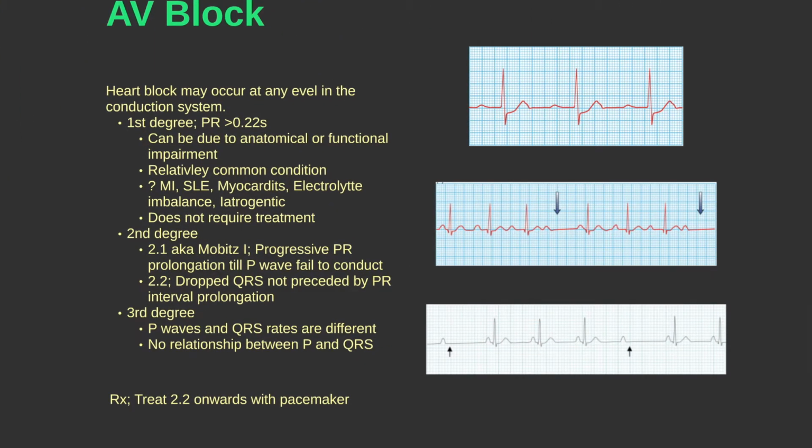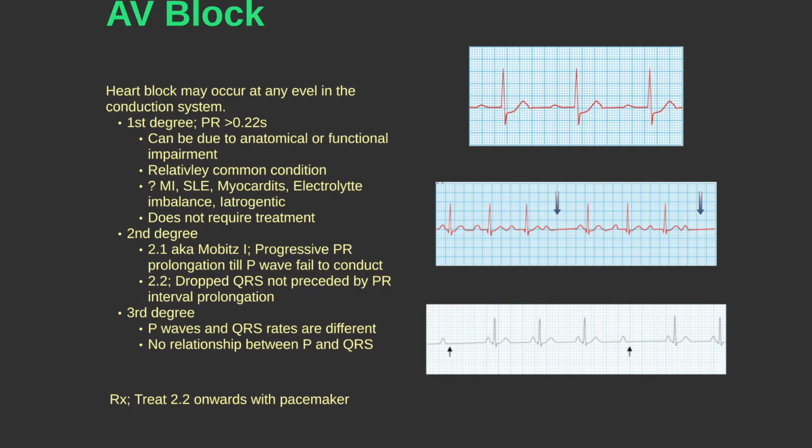So this is now AV block. This is a bradycardia. Heart block can happen in multiple different degrees. So it's first, second, and third. Second is also split into two separate subtypes. First degree is a PR elongation. It's just a set elongation. It can be due to a number of causes that I would recommend learning about. These patients don't usually require any treatment.